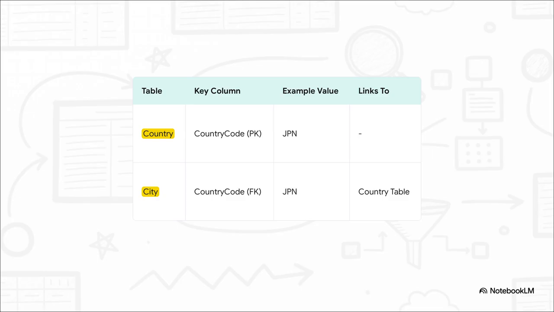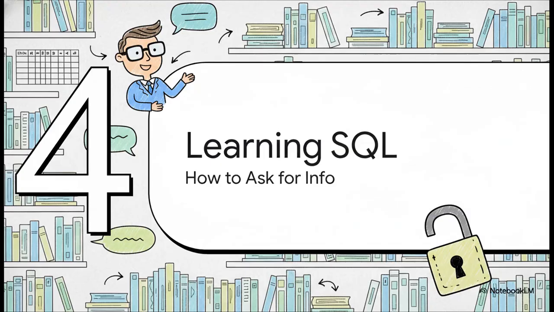The JPN next to Osaka is a direct pointer, a link, right back to the Japan row in the country table. And that right there is the relational part of a relational database. All right, so our library is perfectly organized. Our cataloging system of keys connects everything together beautifully. But how do we actually walk in and ask for what we want? How do we talk to the database?